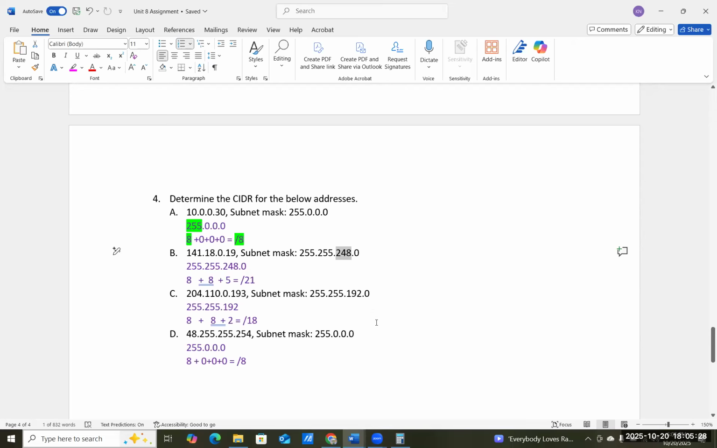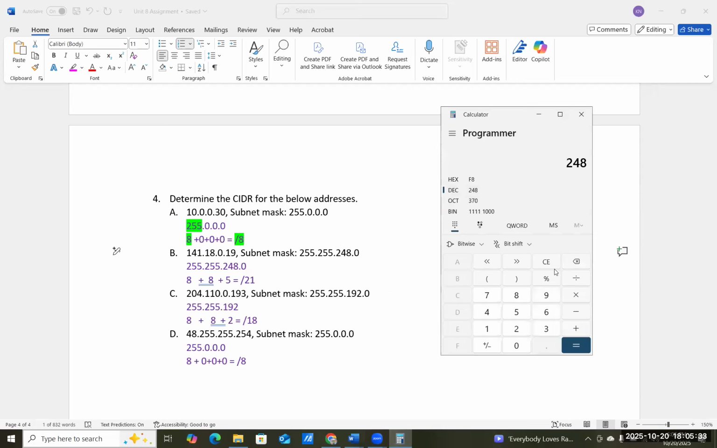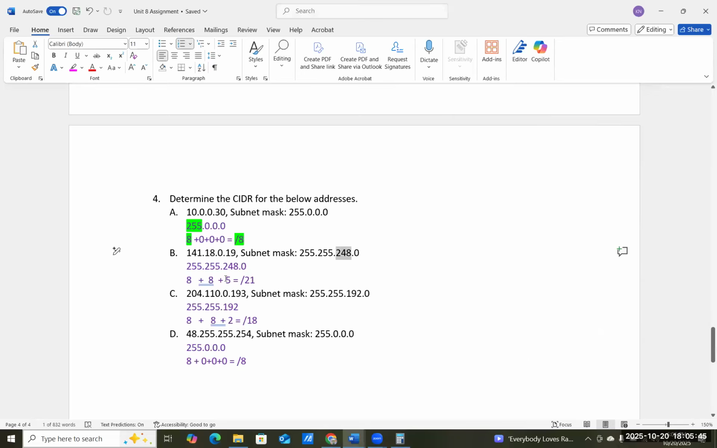If it's not 255, you put it into your programmer calculator as a decimal, clicking DEC, and then you click the BIN, the bin for binary, and you count up the ones. That will give me the added bits that are here. So I take 8 bits for the first octet, second 8 bits for the second octet, plus the 5 bits for the 248 that I just converted. That gives me a CIDR 21 when I sum it up.